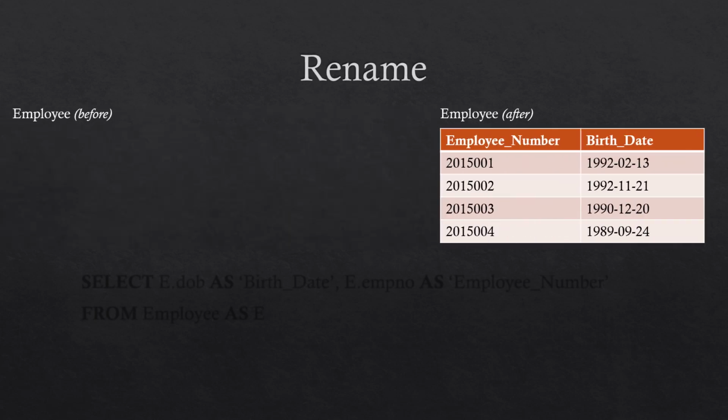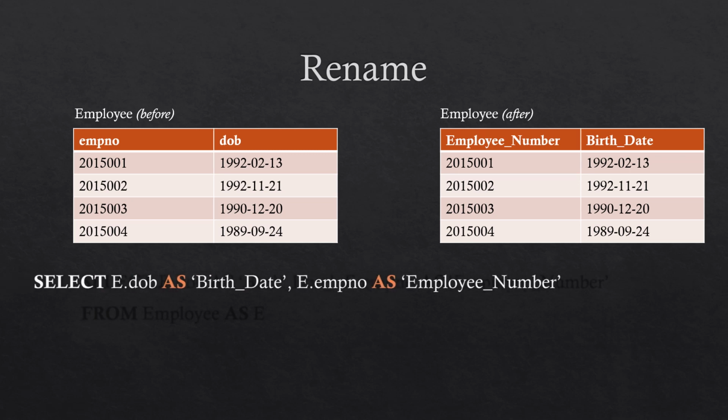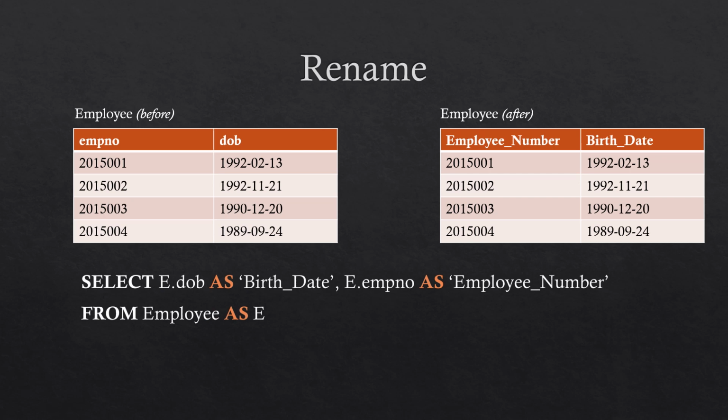So for example, in SQL, we do it this way. We have select e.dob as birth_date, e.empno as employee_number from the employee table, and we set its alias as E.